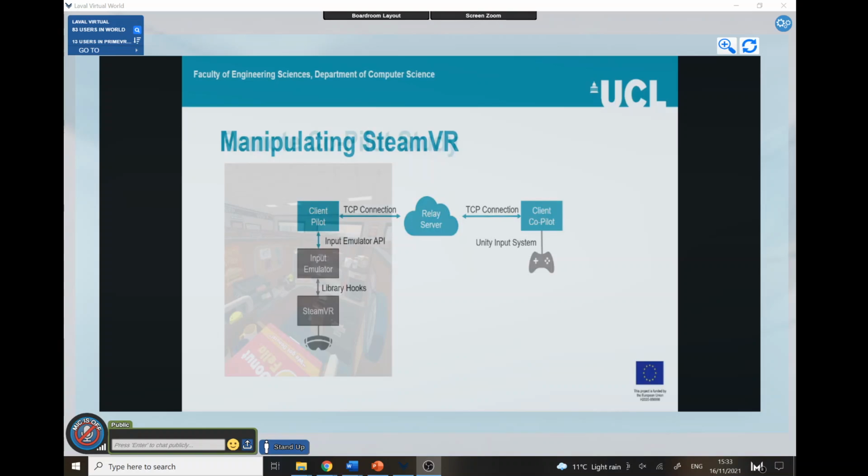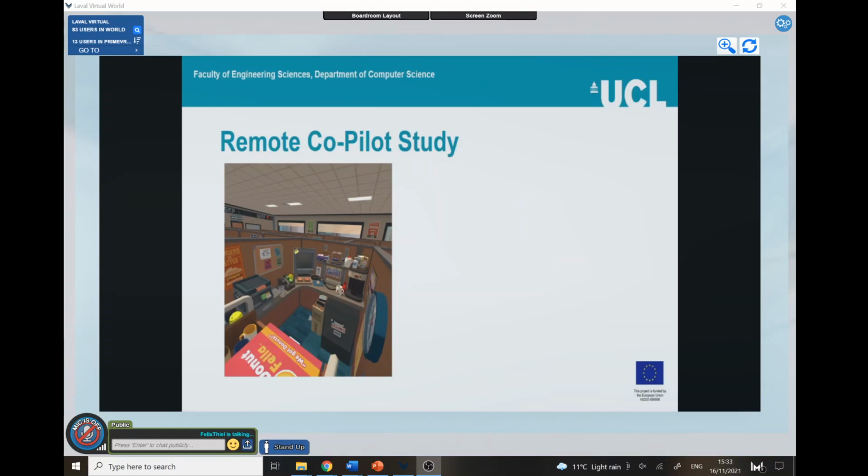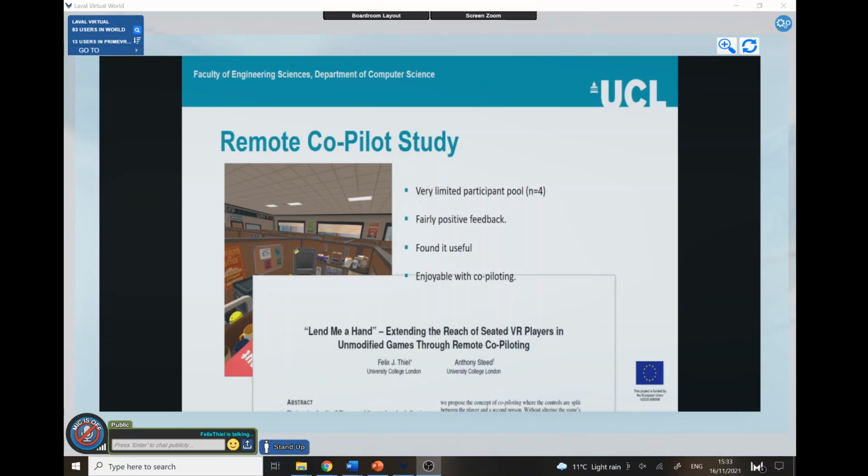We then ran another study, though a rather small one. Through the complexity of the setup and the lockdown, we ended up with this ridiculously small participant pool of just 4. We asked them to play Job Simulator, sitting down with and without assistance. And again, feedback was fairly positive. They found it useful. Most importantly, they found the game more enjoyable with co-piloting than without, which is exactly what we are looking for. If you want to get more details on this, there's a publication that we did at IEEE VR. The paper's available online.